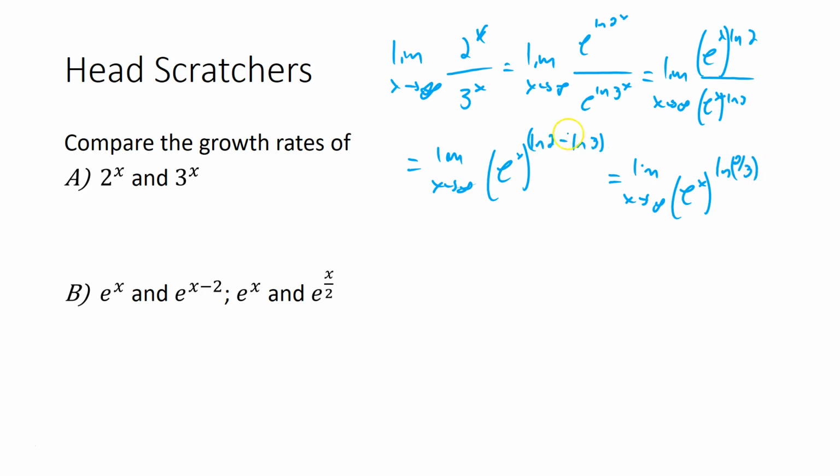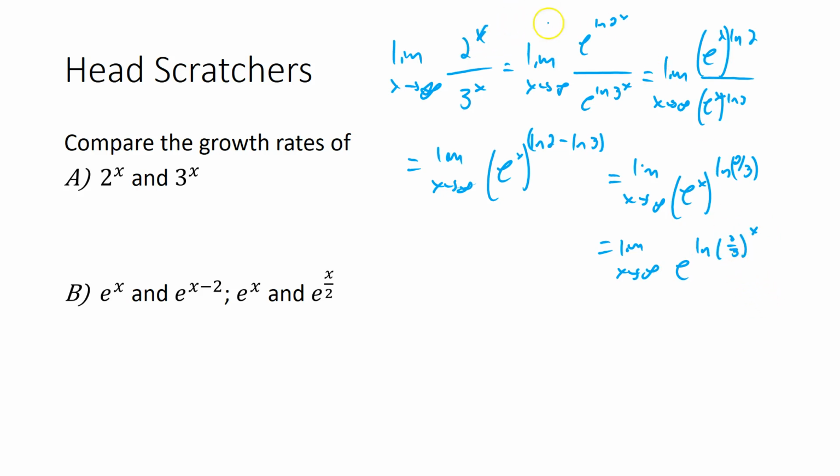Right? Because ln 2 minus ln 3, subtraction turns into division inside the log. There we are. Now what I'm going to do is change this back to multiplication and put that exponent back on the top. So this is the limit as x approaches infinity of e to the ln of (2/3) to the x power.